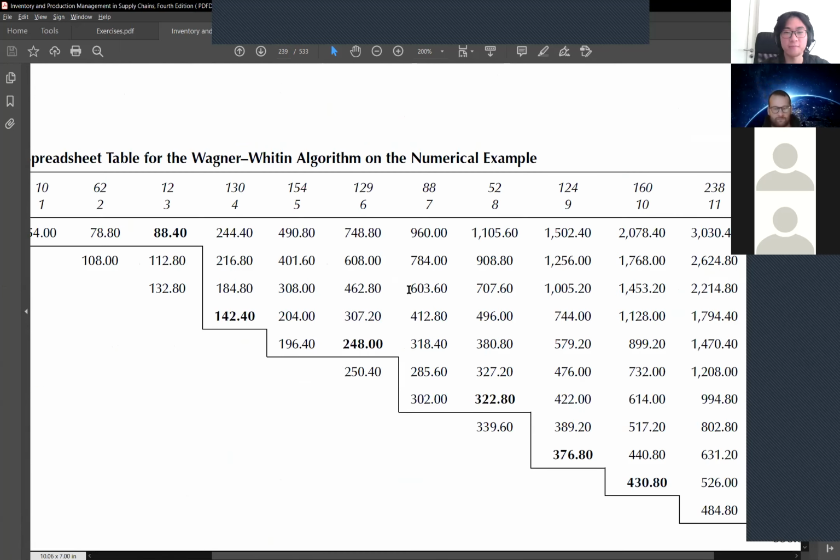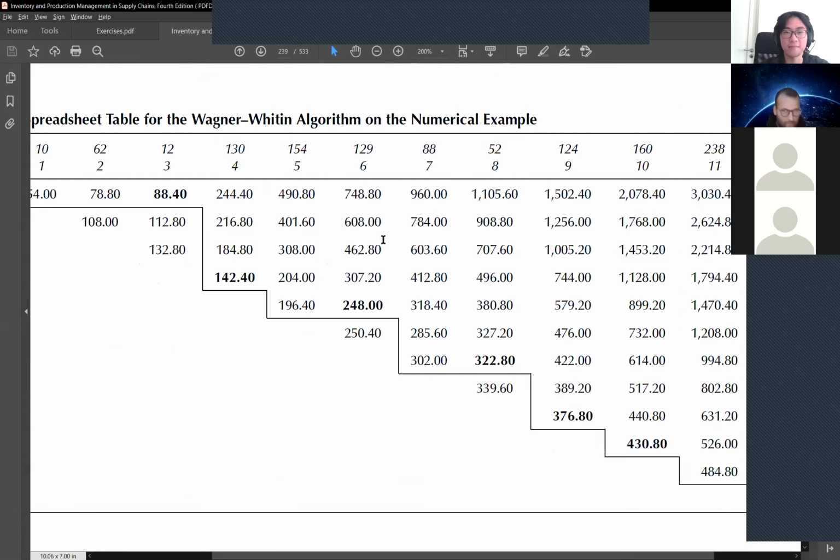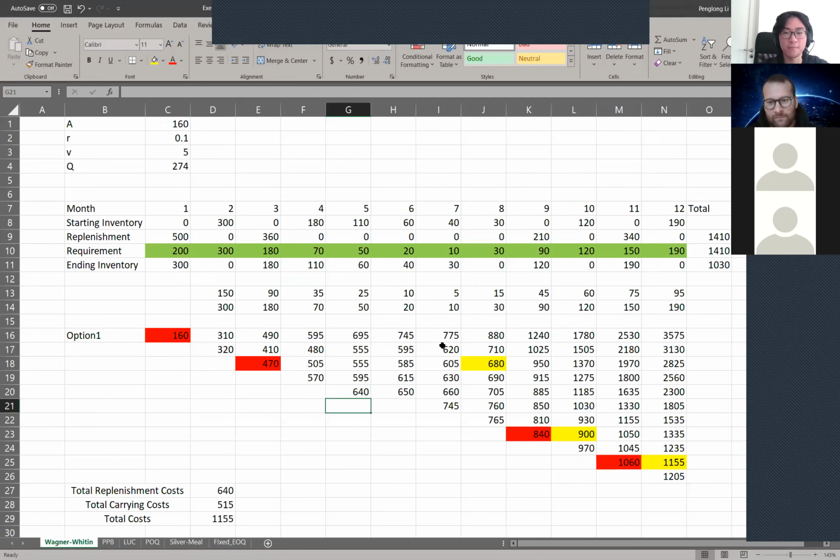But what I did is I studied how this table was made and how you can derive the answer from this table. And I'll share it with you.